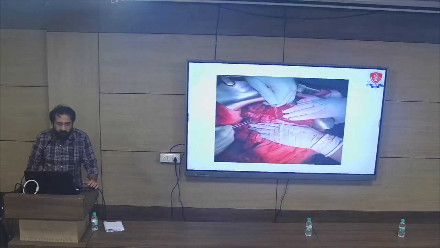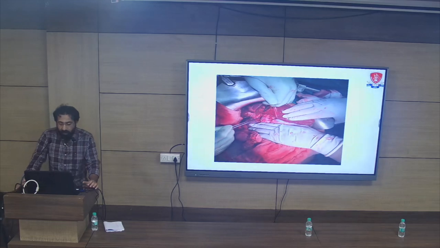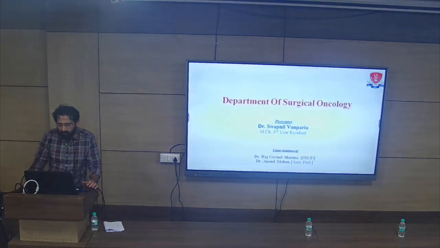So this is the final picture of the IVC after we have sutured. As you can see, you cannot make out that it has been really sutured, and there is any discrepancy in the IVC wall. I would like to call Dr. Swapnil Vanparia to proceed with the case forward.